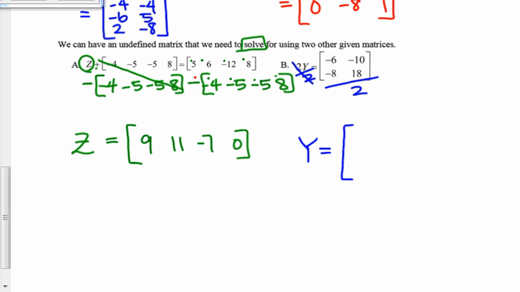So negative 6 divided by 2 gives me negative 3. Negative 8 divided by negative 2 gives me negative 4. Negative 10 divided by 2 is negative 5. And then 18 divided by 2 is 9. So there is my answer.